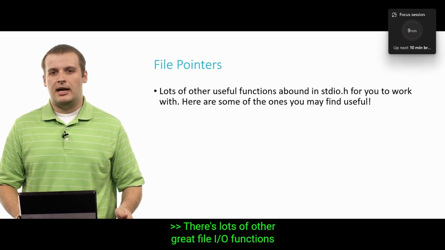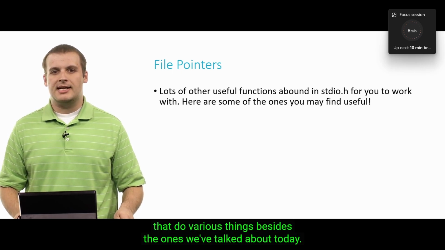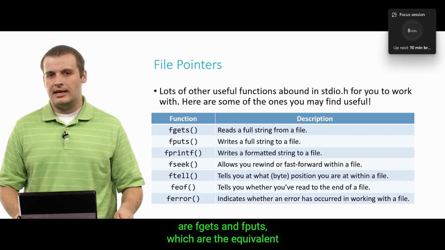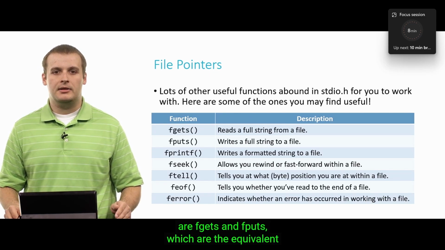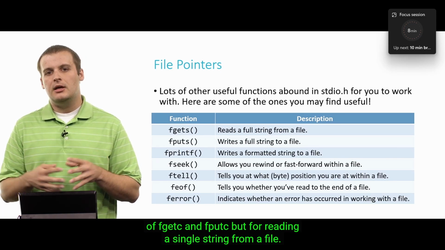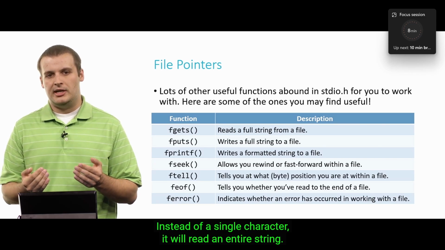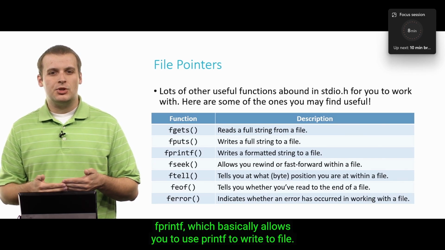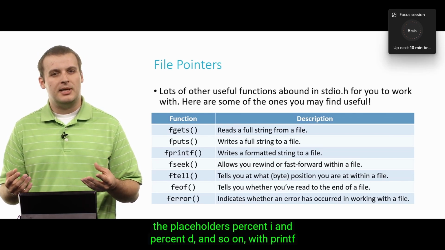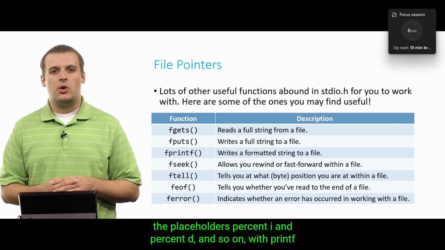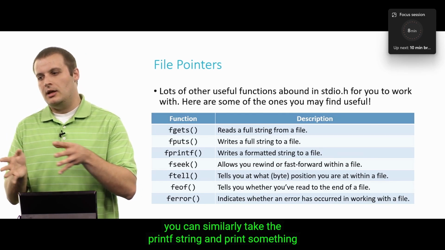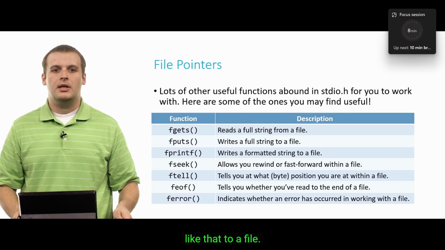There's lots of other great file I/O functions that do various things besides the ones we've talked about today. A couple of the ones you might find useful are fgets and fputs, which are the equivalent of fgetc and fputc, but for reading a single string from a file. Instead of a single character, it'll read an entire string. fprintf, which basically allows you to use printf to write to files. So just like you can do the variable substitution using the placeholders %i and %d and so on with printf, you can similarly take the printf string and print something like that to a file.